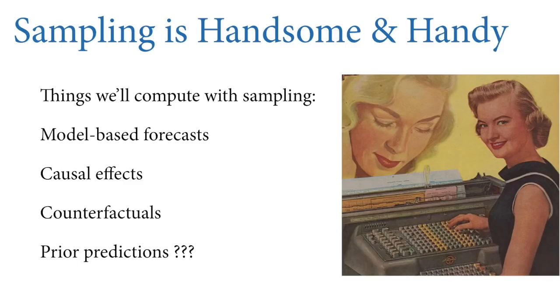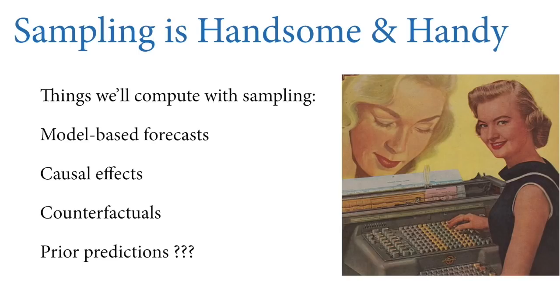Sampling is also incredibly useful because it empowers the researcher to calculate things they'd otherwise need a captive mathematician to do. You can compute all kinds of things with samples from the posterior distribution and knowledge of the data generating model, like model-based forecasts, causal effects, or marginal effects, as they're called in some fields, counterfactuals, that is, what if something had been different? What does the model think the data would have looked like?